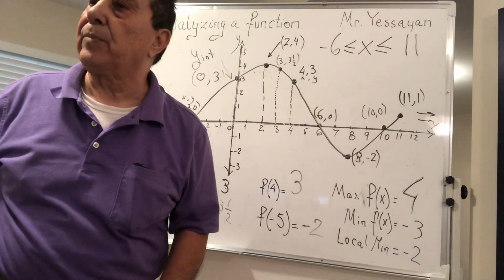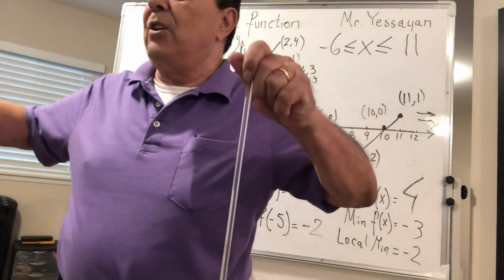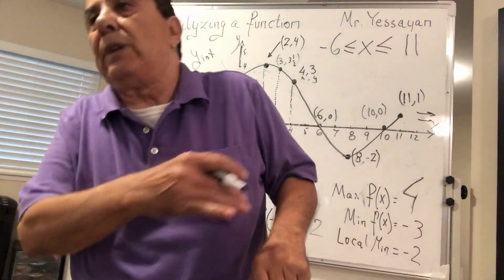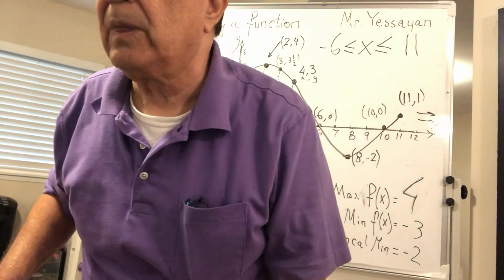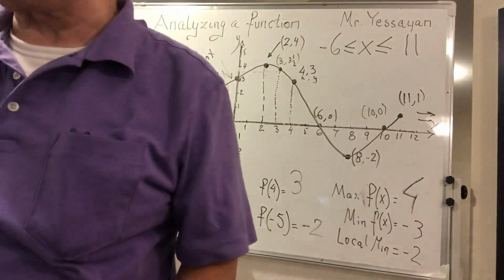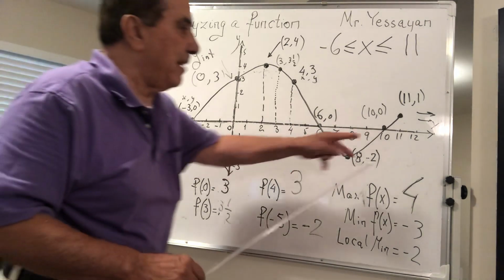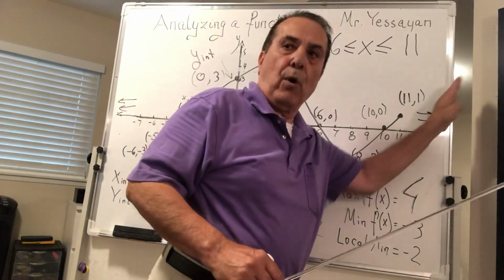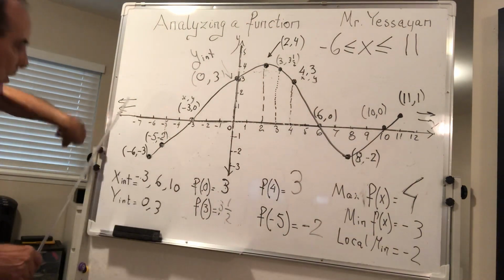Now about my function. What is the range? The range is the minimum value of y up to the maximum value of y within the domain. What does within the domain mean, Jacqueline? Within the domain, it means I cannot try to find the value of y after this point. There is no sense of looking for y beyond -6.